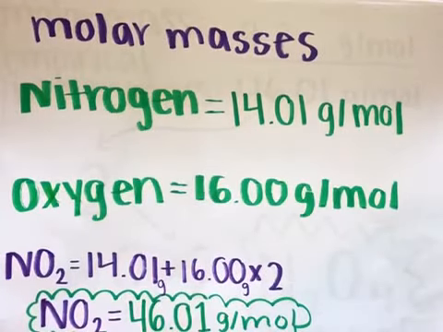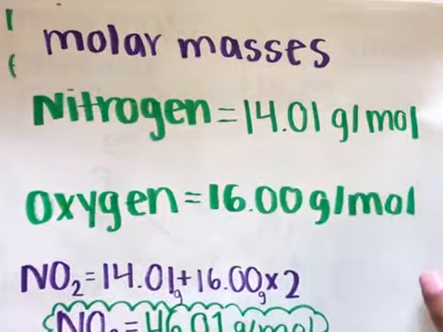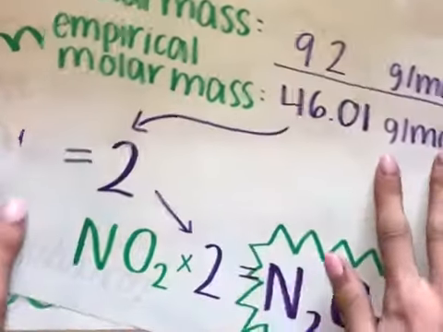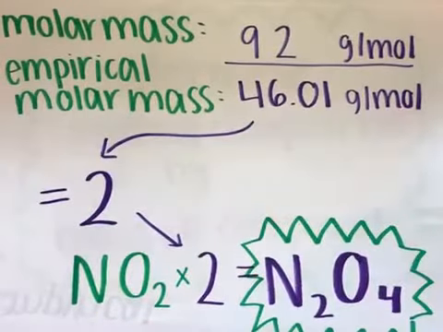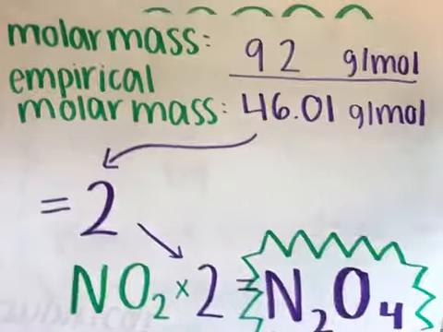First, let's find the molar masses. Nitrogen has a molar mass of 14.01 grams per mole. Oxygen has a molar mass of 16 grams per mole. When you add these together, you get 46.01 grams per mole. So we divide the molar mass 92 grams by the empirical molar mass 46.01 and get 2. If you multiply all the subscripts by 2, the molecular formula is N2O4.